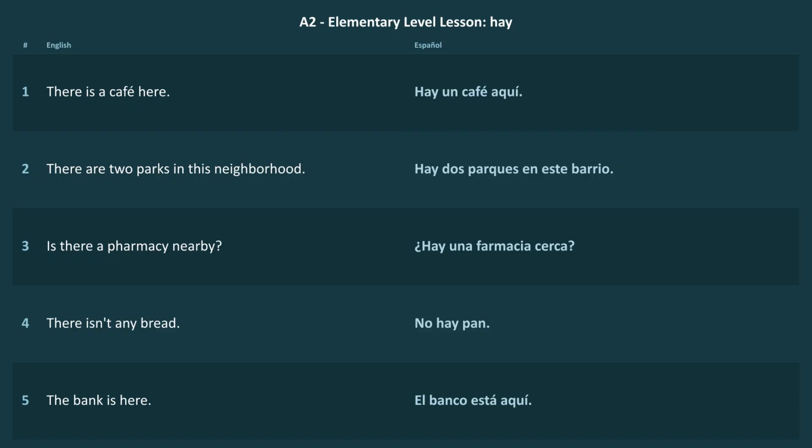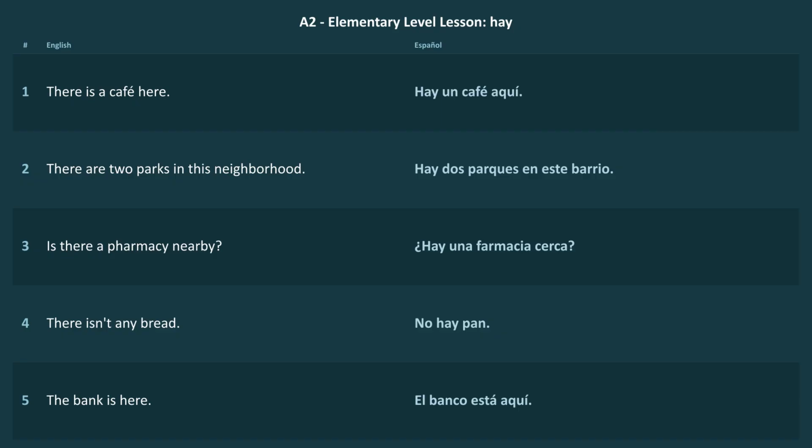So here's the main idea. Use hay to say that something exists, that something is somewhere, or that something is available. In simple English, there is, there are. For example, hay un café aquí. There is a cafe here. Hay dos parques en este barrio. There are two parks in this neighborhood.